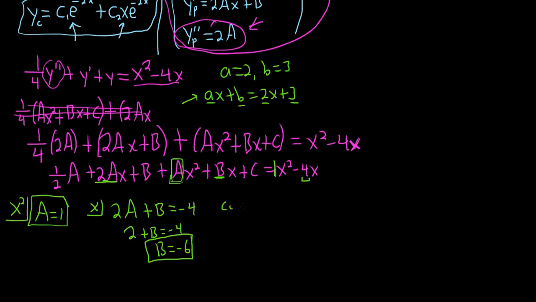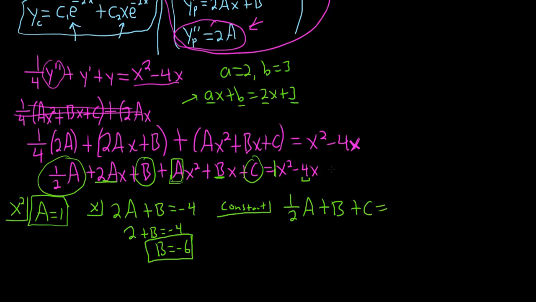The last thing is the constant terms. I'll just put constant. So things without x's. So 1/2 a, that doesn't have an x. B, that doesn't have an x. Kind of a fun problem. And then C, that doesn't have an x. Oh, but what's it equal to? Well, the invisible 0. There's a 0 there, so it's equal to 0. A is 1, so we have 1/2 times 1, so just 1/2. B is -6. Then we have plus C, and that's equal to 0.